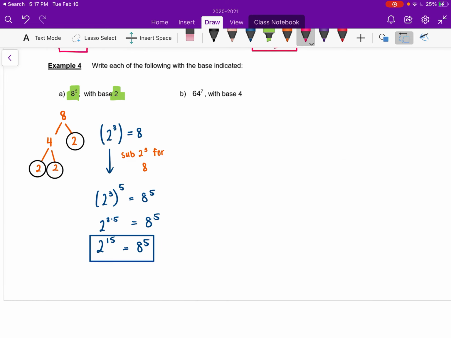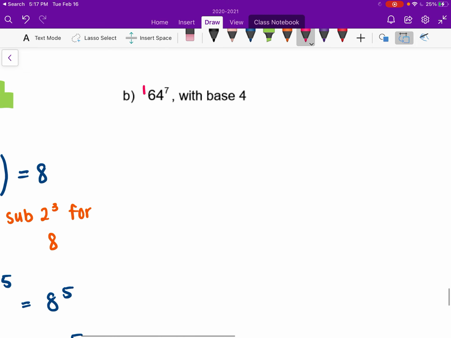Right? So try doing B by yourself. 64 to the power of 4, or with the base of 4. So we want to change the 64 into some exponent of 4. 4 to the power of what will give you 64? Okay, so try doing it by yourself. Pause this video. All right, welcome back.